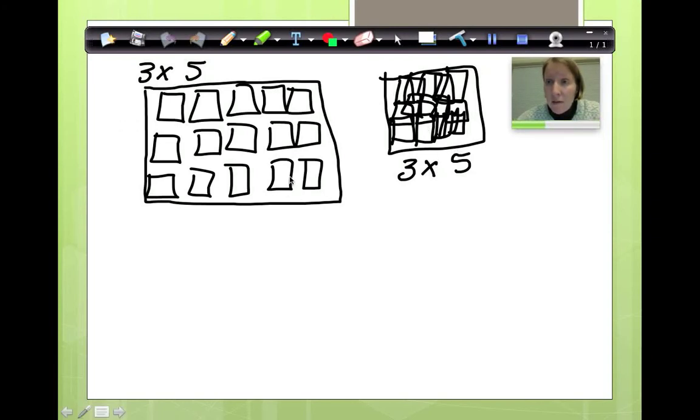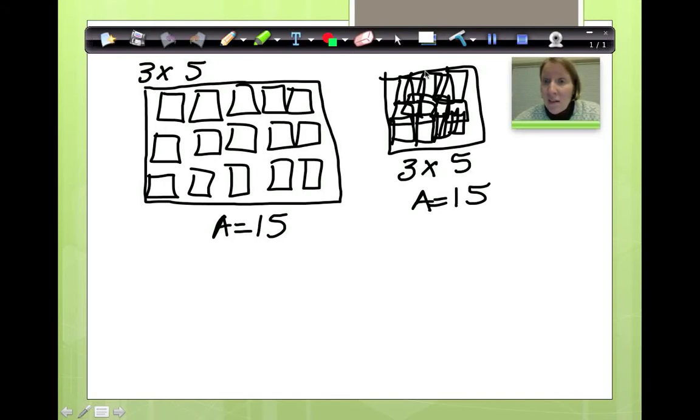Well, this one has space. These are overlapped. Can you tell? You can't tell that they have exactly the same area. The area for this is 15 square units, and the area for this is 15 square units. Now there's a lesson to be learned here. This one has spaces in between. This one is all jumbled up together.